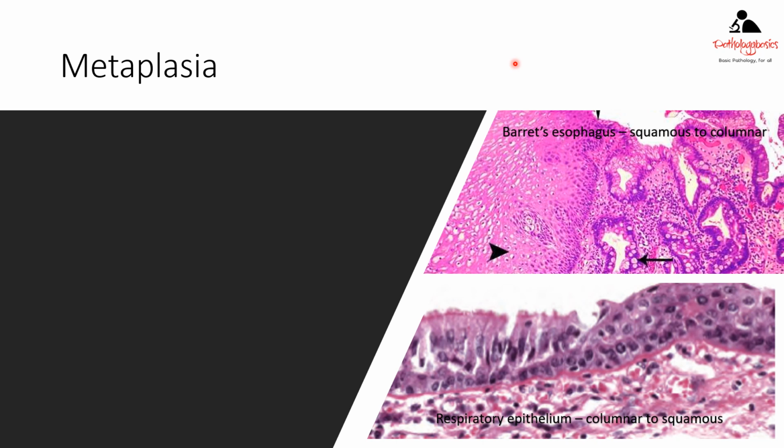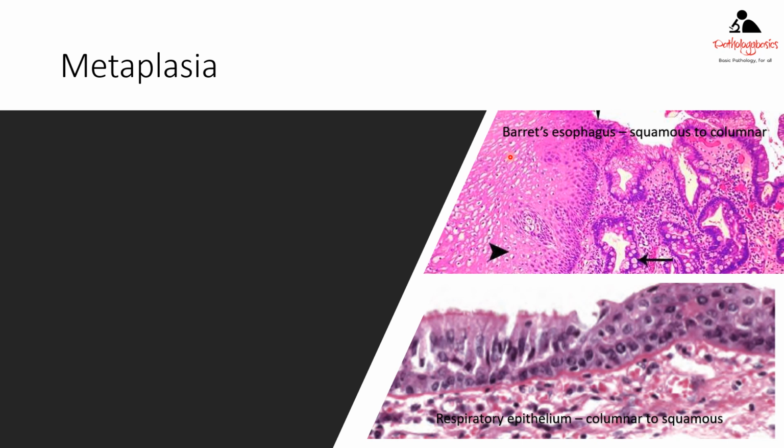Let's go to the next adaptation, metaplasia. Here we'll take the example of Barrett's esophagus first. So what is Barrett's esophagus? You know that the normal esophagus is lined by squamous epithelium and the normal stomach is lined by columnar epithelium. Now the stomach produces acid, which is hydrochloric acid.